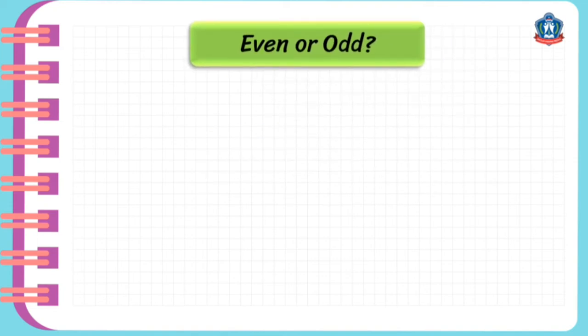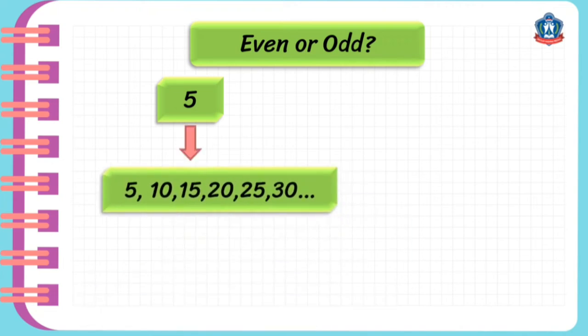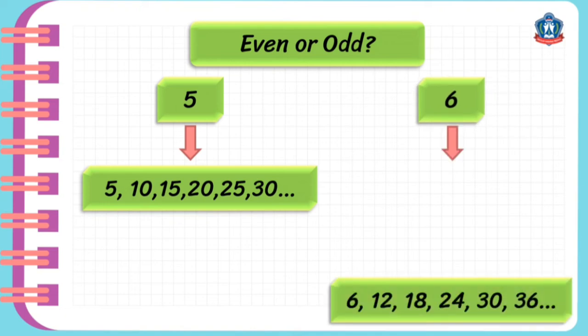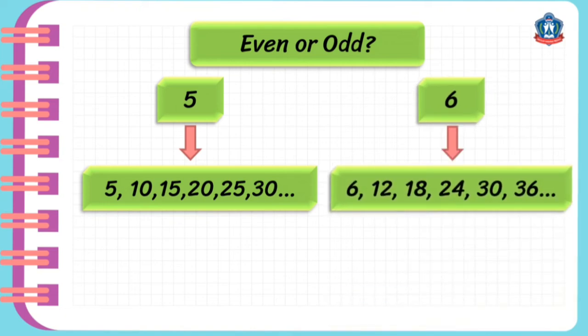Now let's try to find even or odd multiples. I have here an odd number, which is number 5. And the multiples of number 5 are 5, 10, 15, 20, 25, 30, and more. I have here an even number, which is 6. And the multiples are 6, 12, 18, 24, 30, 36, and more. Try to check the multiples of number 5. Are they even or odd numbers? What have you observed?